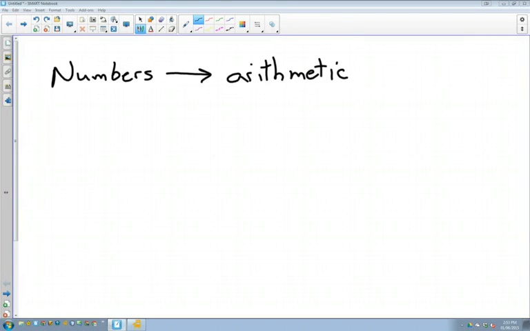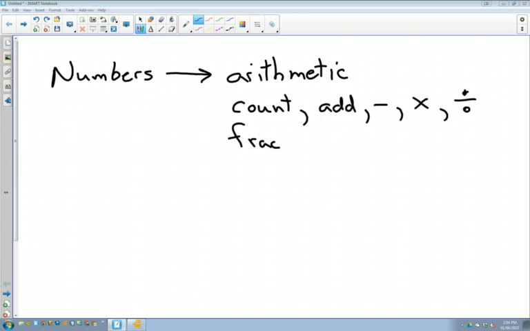Okay? Which was the standard, like that we could count with the numbers, that we could do addition, subtraction, multiplication, division, and then we got a little bit fancier with things like fractions, decimals, and percentages. Okay? That's where we went with that.